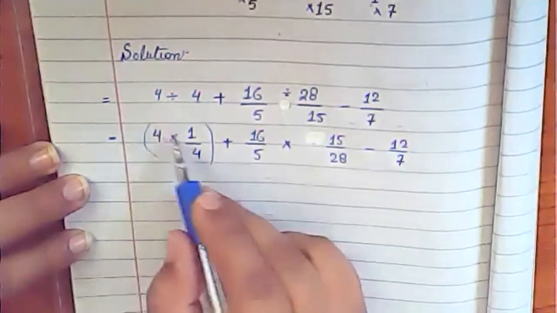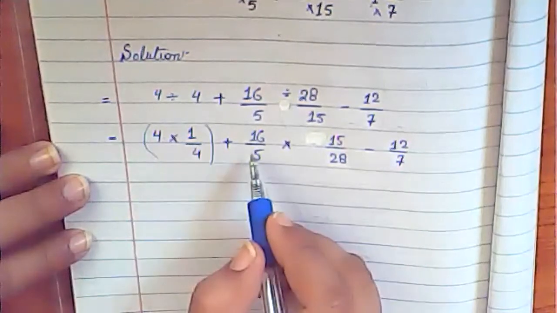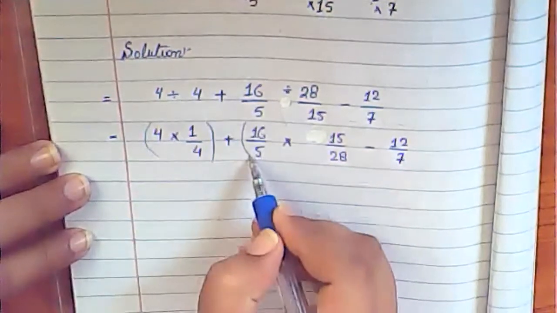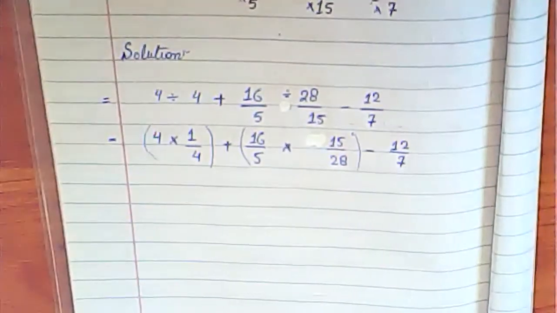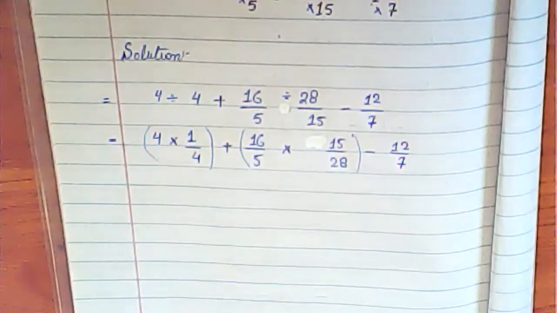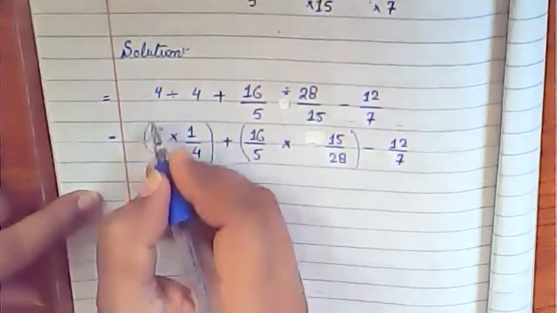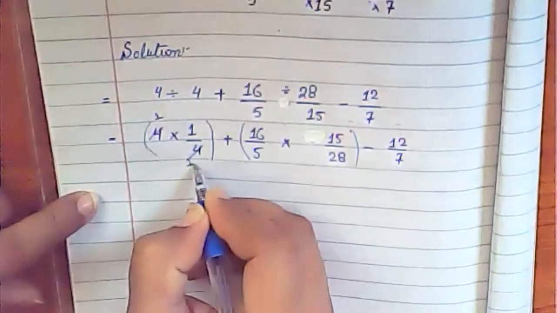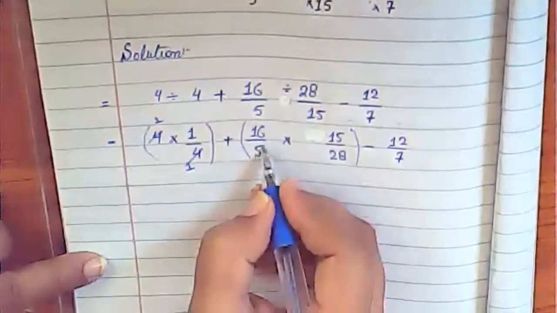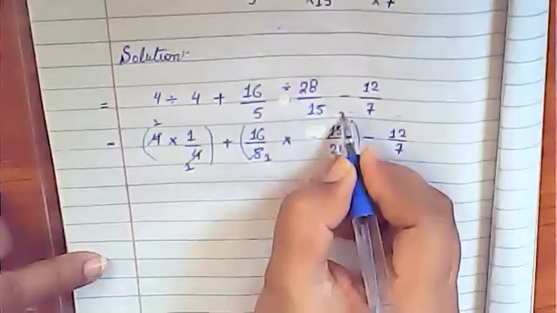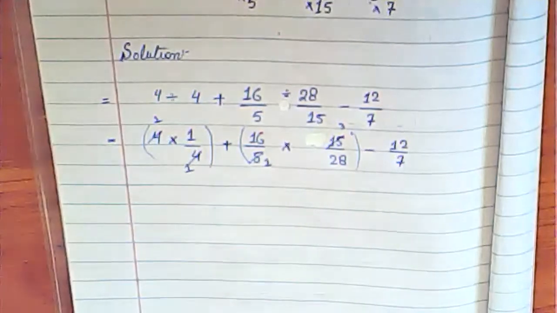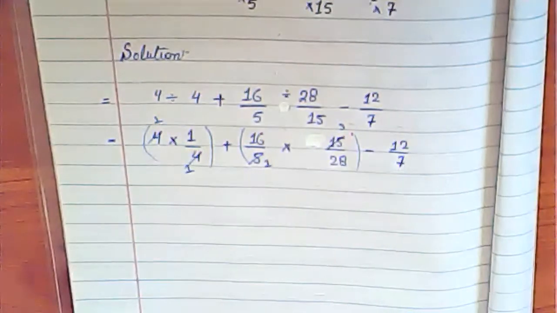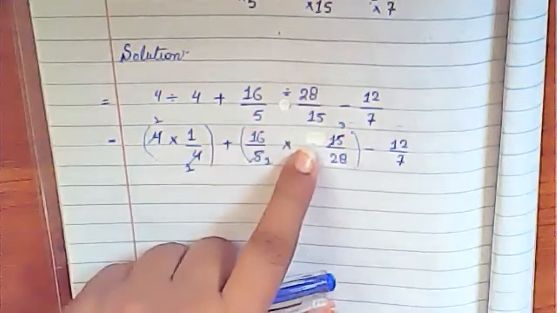In cancellation, these two terms are multiplying with each other, as well as these two terms. Now how will you cancel it? 4 ones are 4, 4 ones are 4, 5 ones are 5, 5 threes are 15. What should we cancel 16 and 28 with? Please tell me. What should we cancel 16 and 28 with?